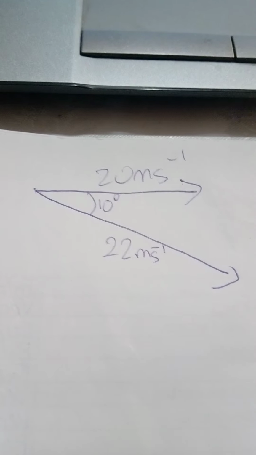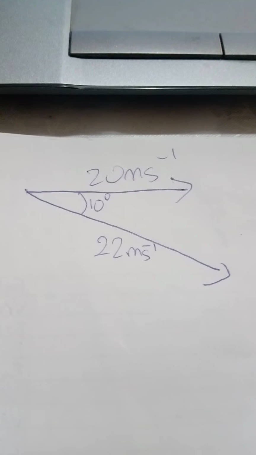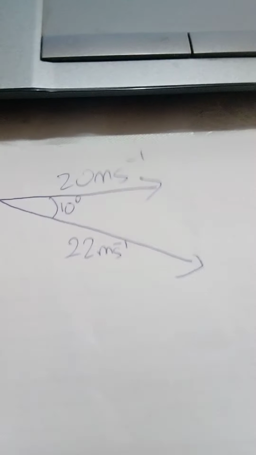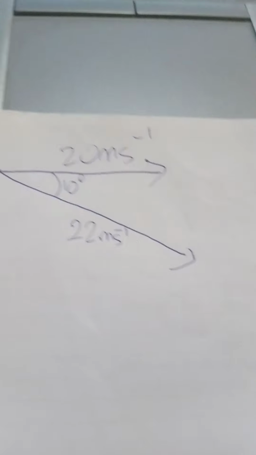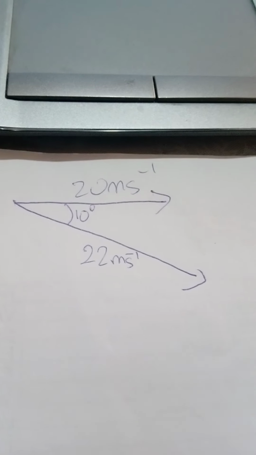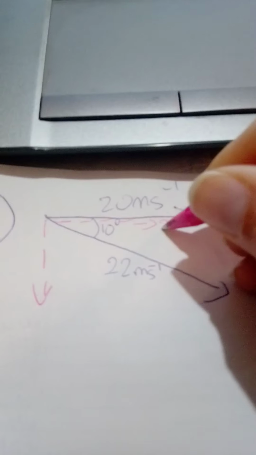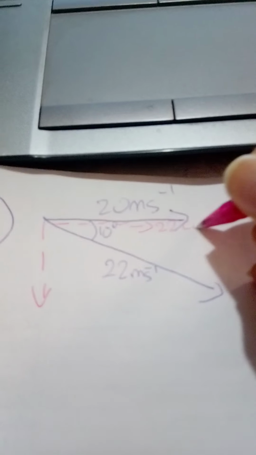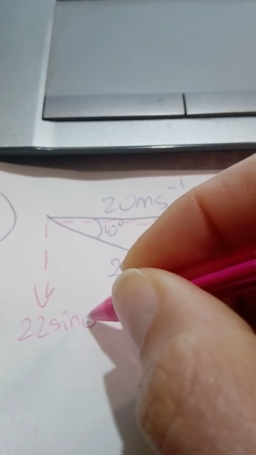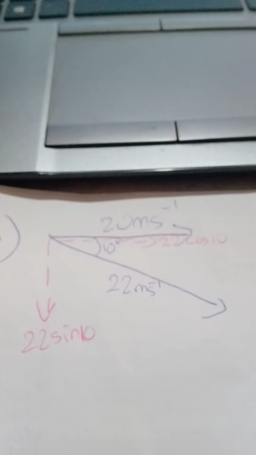calculate the combined velocity of the wind and water currents. Angle of velocity vector also should be given. To work this out, we have to form a right angle triangle with what we have over here. Draw the components of this one, and also components of the other one horizontal. Here I've got 22 cosine 10, and here 22 sine 10 degrees.